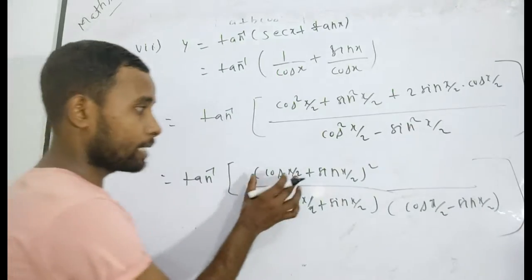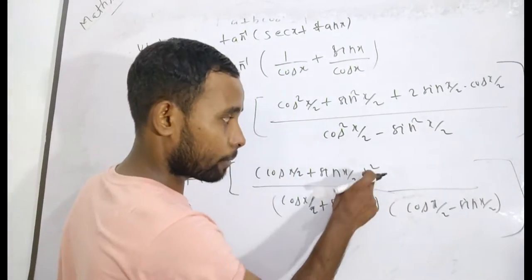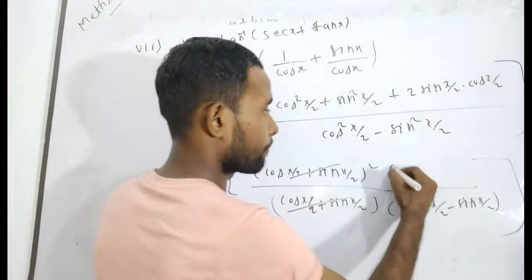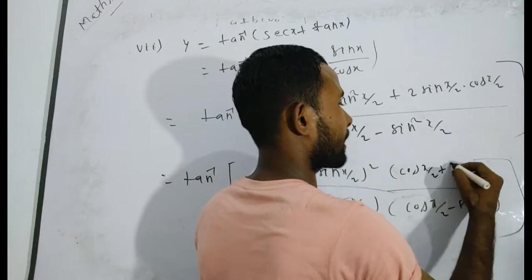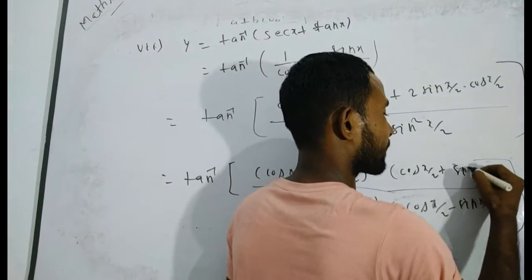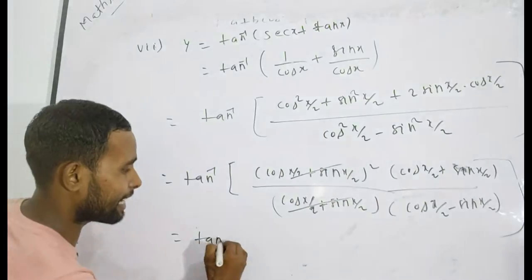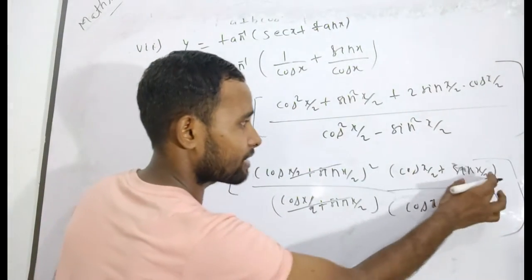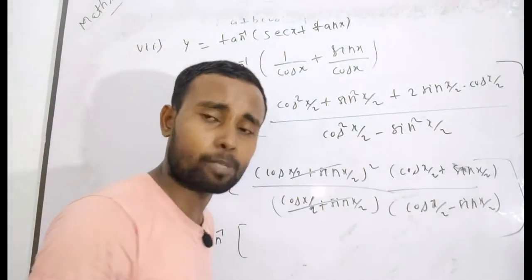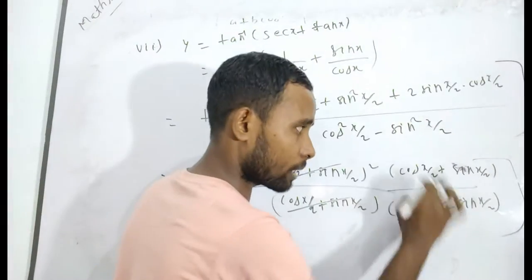Now the power in the numerator is 2 and the power of 1 in the denominator is reduced by this term, so it will simply be cos x by 2 plus sin x by 2. Can I write here? See here again, tan inverse of (cos x by 2 plus sin x by 2) divided by (cos x by 2 minus sin x by 2). Only 2 terms remain.